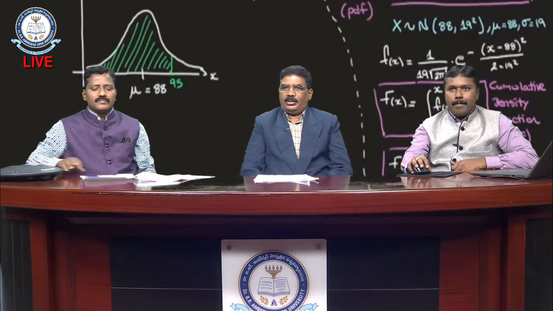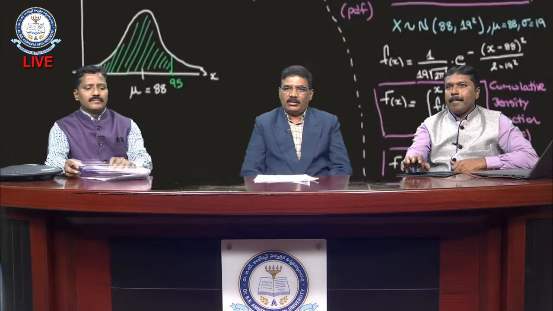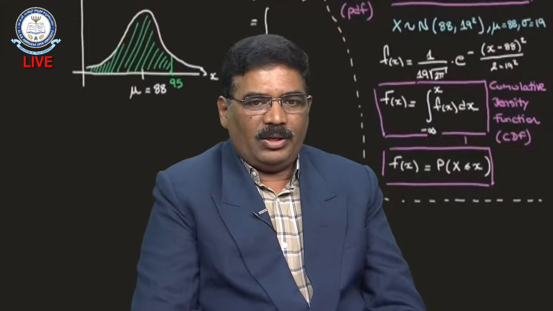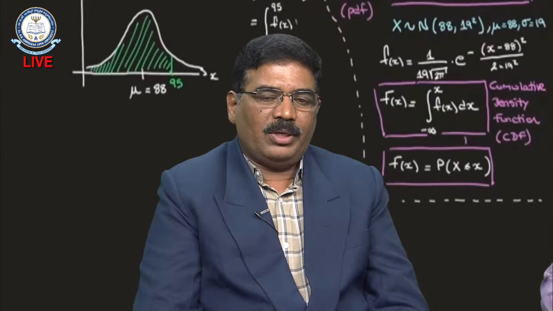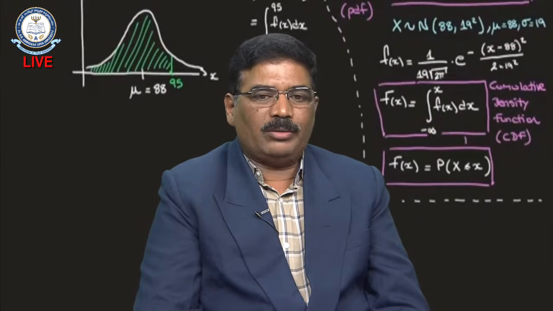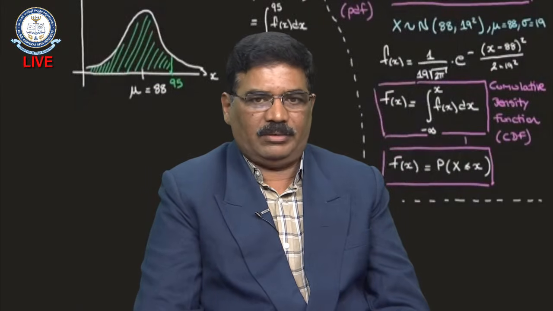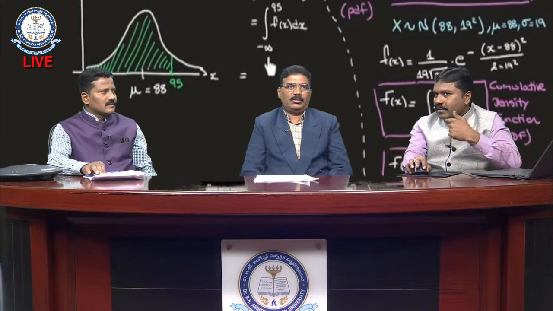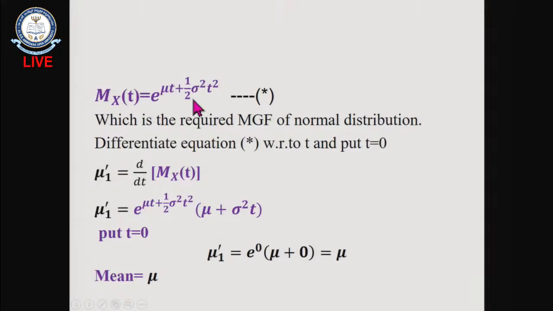Using the moment generating function, we can get the moments by differentiation. The first differentiation at t equal to 0 gives the mean value, and the second differentiation gives mu2 prime, from which mu2 equals mu2 prime minus mu1 prime squared, which gives the value sigma square. The student can remember M_X(t) is equal to e to the power of mu t plus half sigma square t square. If you do the differentiation with respect to t.